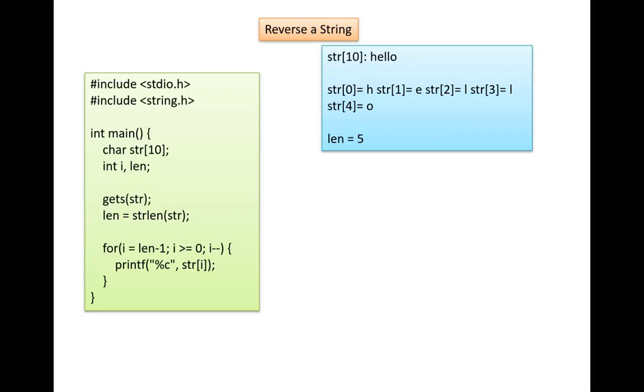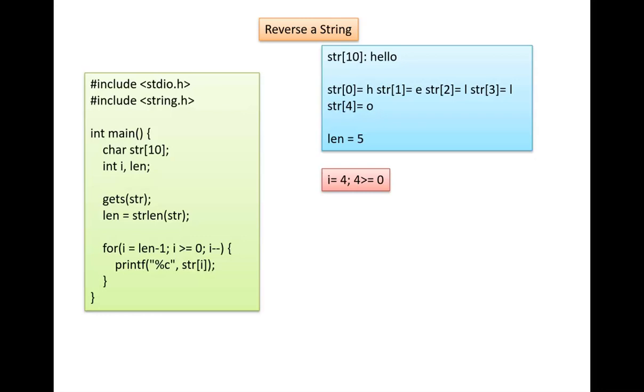For example, my str holds hello. So str of 0 will hold h, str of 1 is equal to e, str of 2 is l, str of 3 is l, str of 4 is o, and the length of the string is 5. Coming to the for loop. The for loop says for i equal to len minus 1, length is 5, so 5 minus 1 is 4.